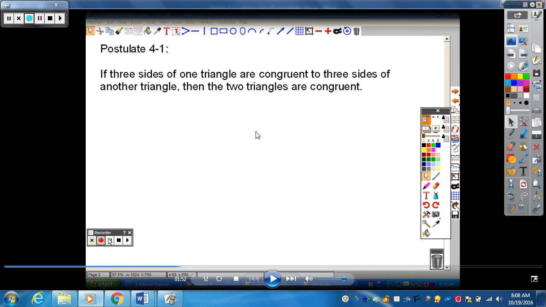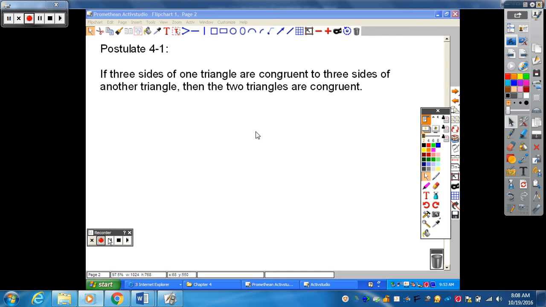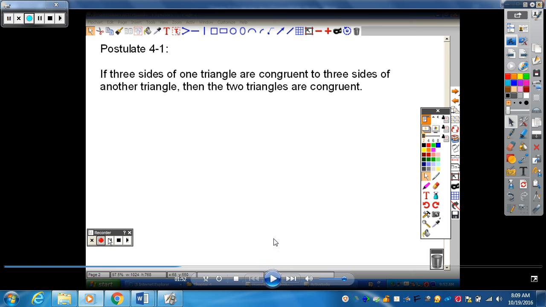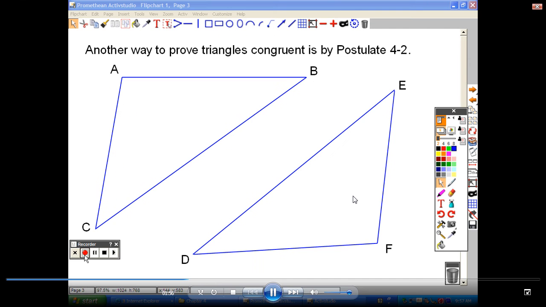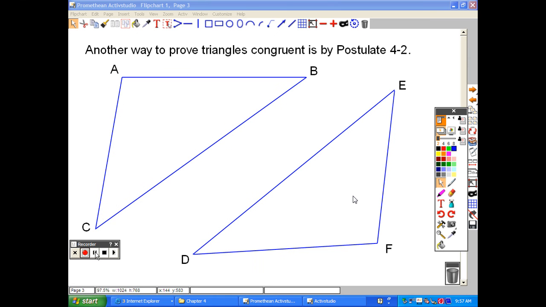So again, here's what the postulate says. You might want to pause your computer for a quick second here and get that written down for me. If 3 sides of one triangle are congruent to 3 sides of another triangle, then the 2 triangles are congruent. Okay, so again, that's the side, side, side postulate, or postulate 4-1. There is one other postulate we want to look at today, which is postulate 4-2.